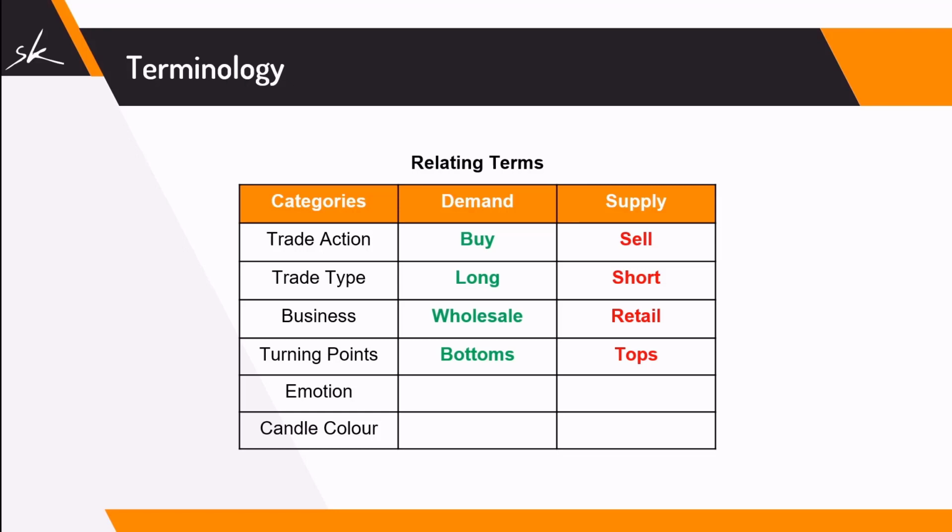Because price can start moving up from demand, this can create an emotion of greed, and similarly prices can move down from supply, which can create an emotion of fear. Talking about the color of the candle, from demand prices can move up, therefore the color of the candle will be green, and from supply the prices can move down, therefore the color of the candle will be red.